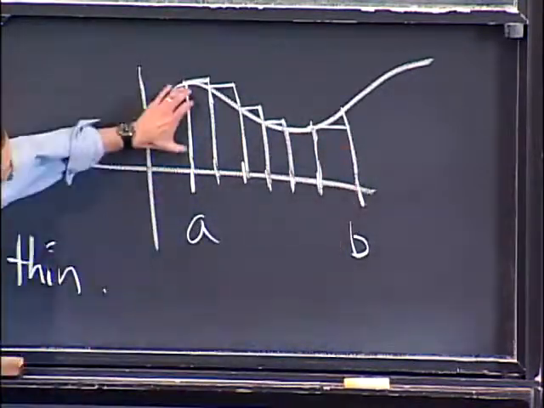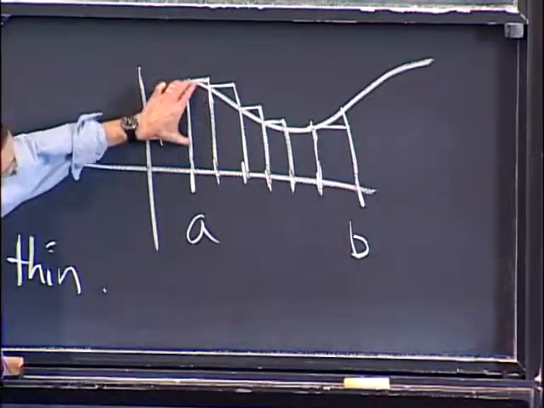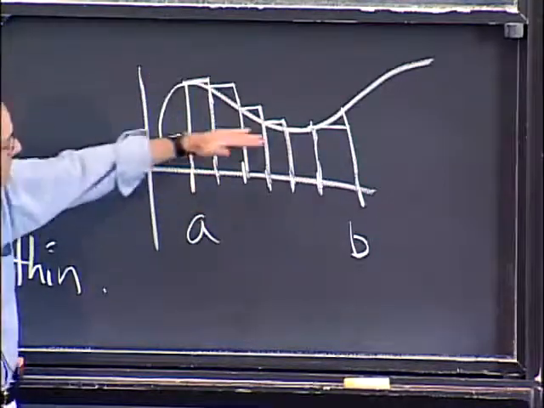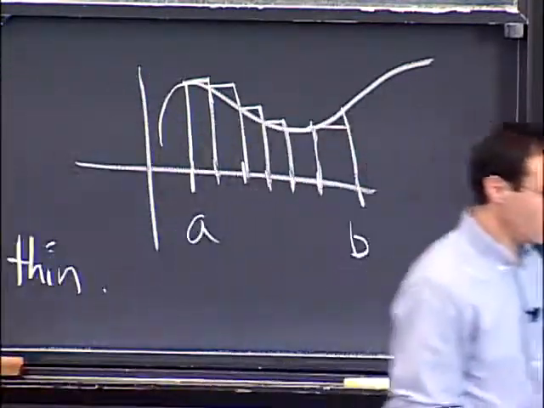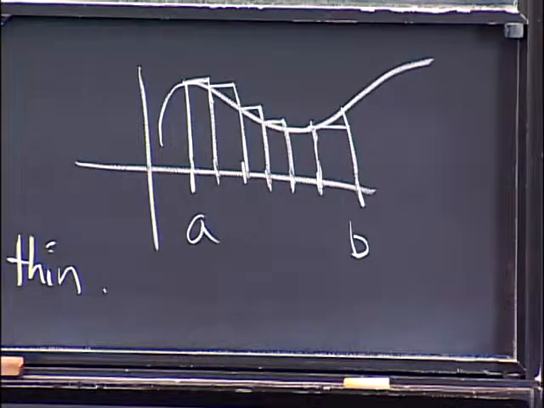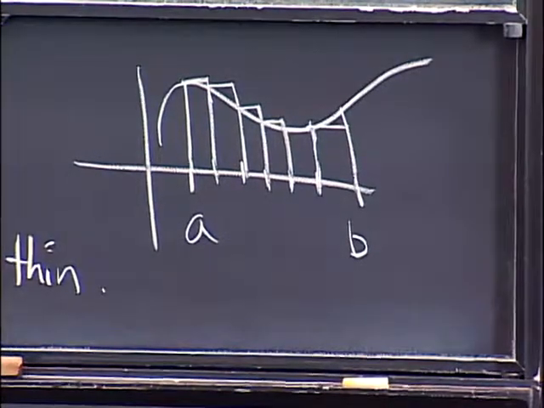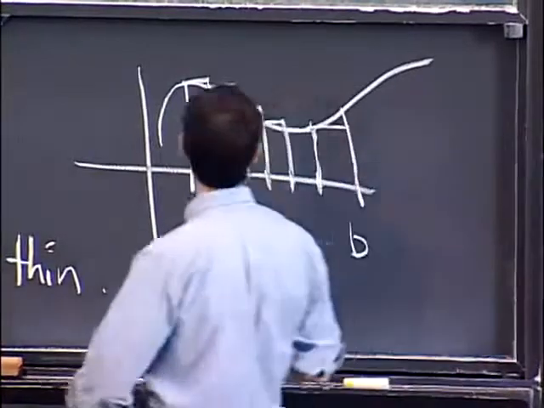Now, I don't care so much. In some cases, the rectangles overshoot. In some cases, they're underneath. So the new area that I'm adding up is off. It's not quite the same as the area under the curve.